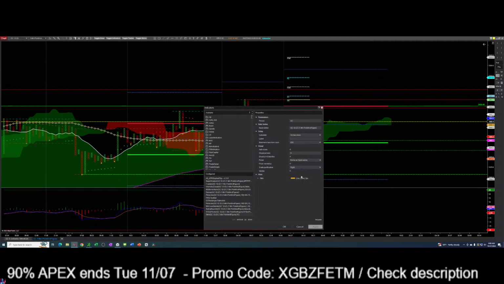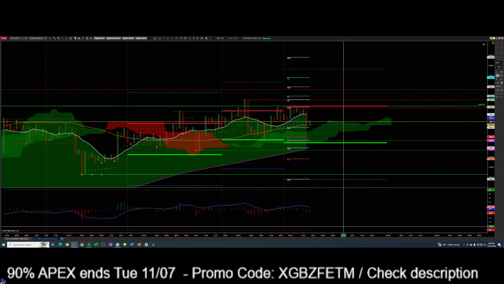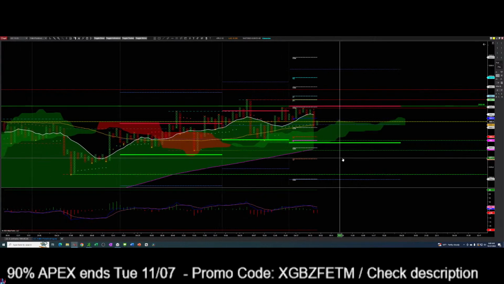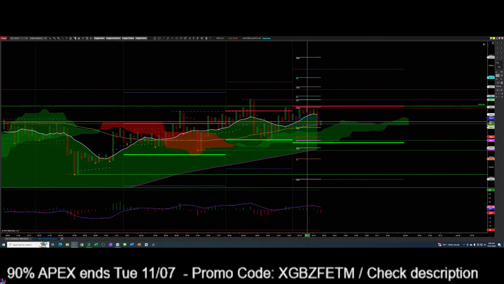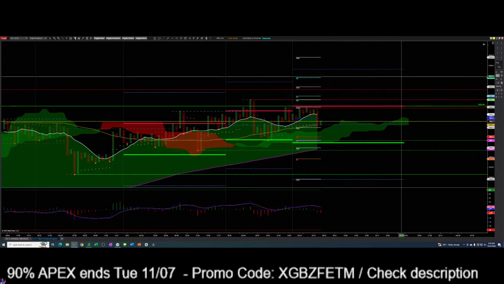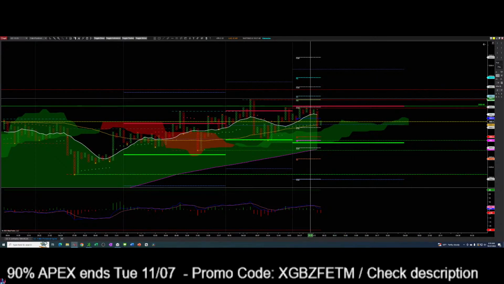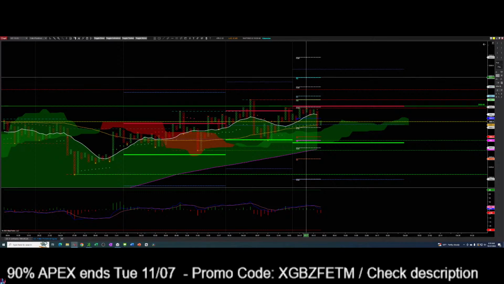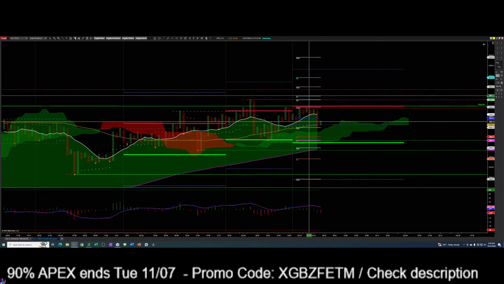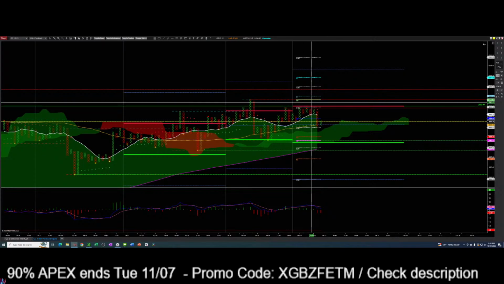I'm gonna modify this to, instead of solid, I'm gonna put a dash. Okay, so this one is a 50. It's a good indicator as well. Let's see how it looks.